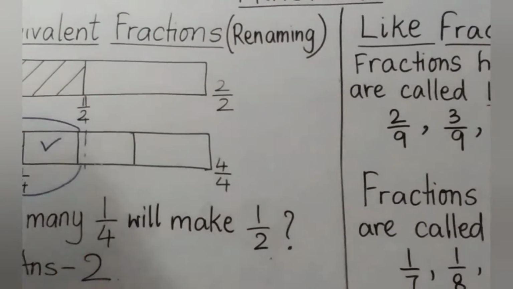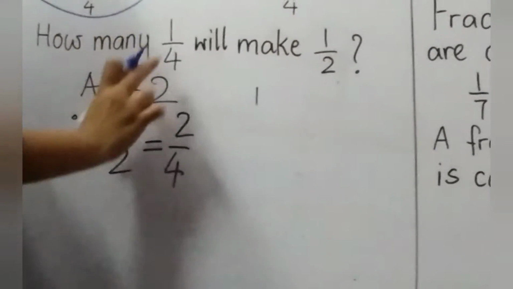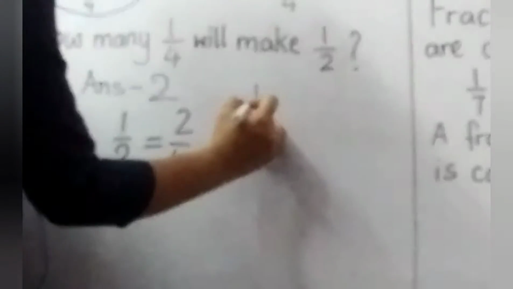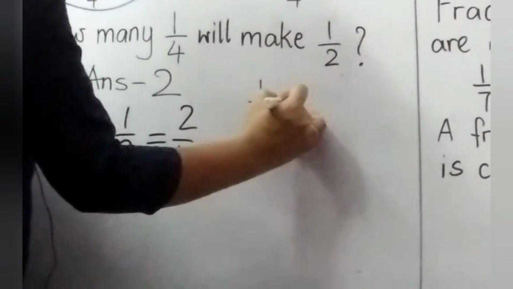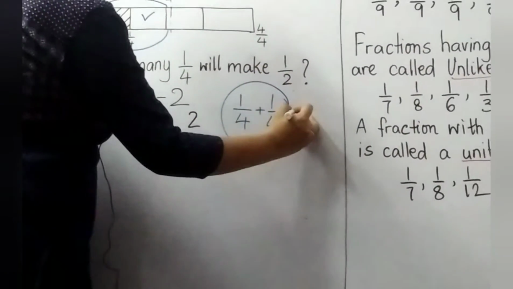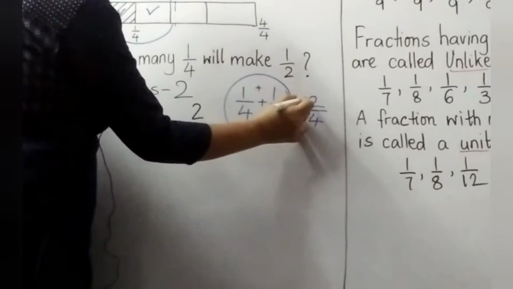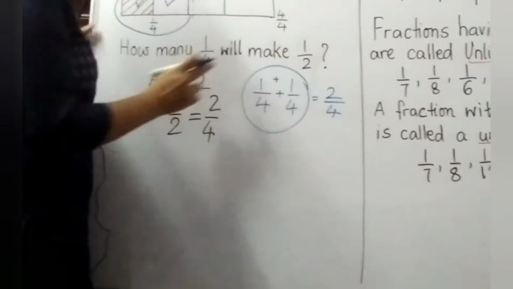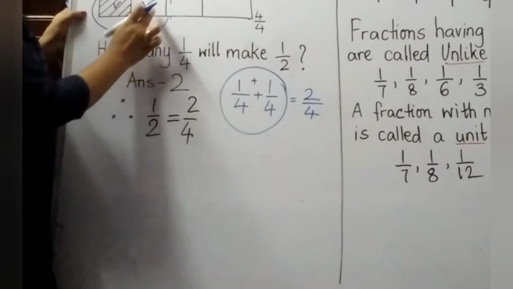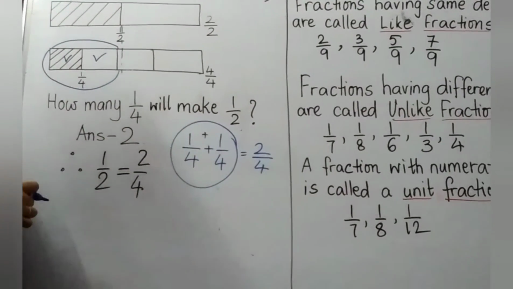How is 2 by 4 coming? When we are saying 2 parts of 1 by 4 makes half, that means 1 by 4 plus 1 by 4 results in 2 by 4. 1 plus 1 makes 2. So 2 by 4. And 2 by 4 equals half. That is 1/4 plus 1/4 makes half of the diagram. Hope this concept is clear.